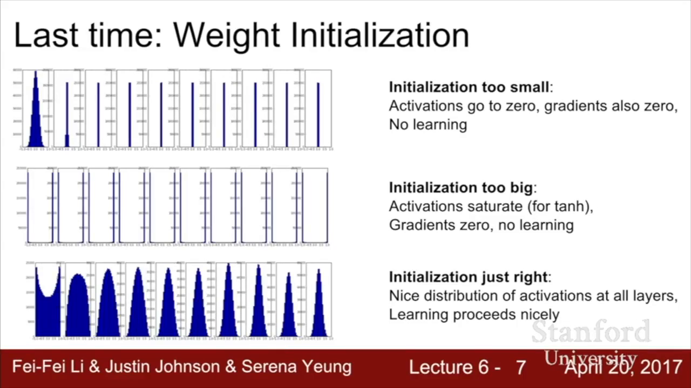We also talked about weight initialization. And remember that up on the top, we have this idea that when you initialize your weights at the start of training, if those weights are initialized to be too small, then the activations will vanish as you go through the network.